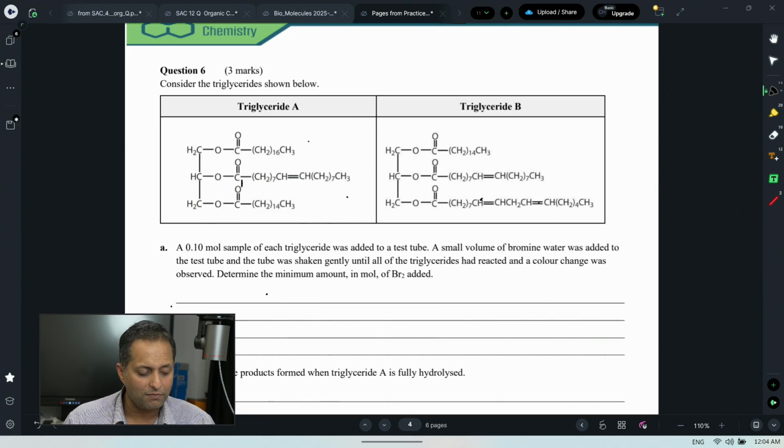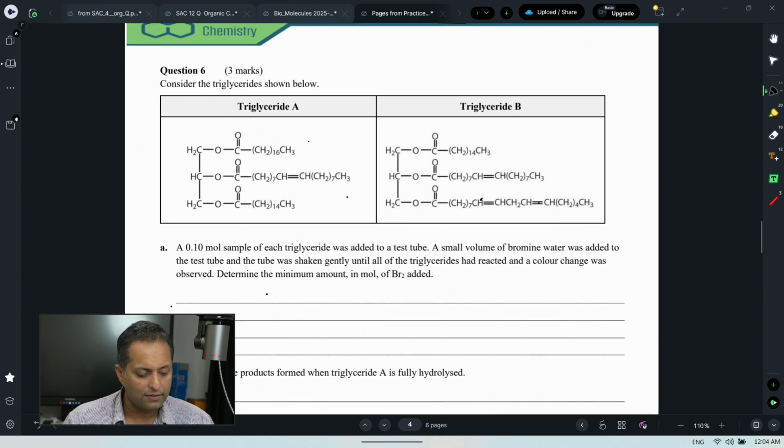It is made up of one glycerol and three fatty acids. That's what a triglyceride is, which has three ester bonds. You see that this is one ester bond, another ester bond. These are the three ester bonds. Every triglyceride has to have ester bonds.